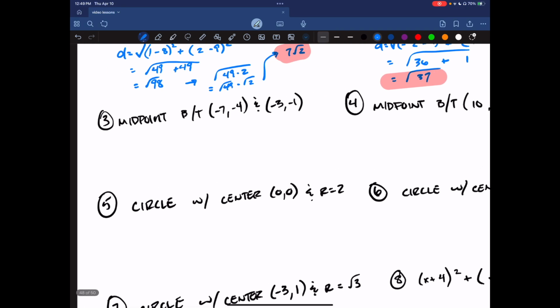Now, midpoints. On midpoints, you're going to take the x's and say negative 7 plus negative 3 over 2.